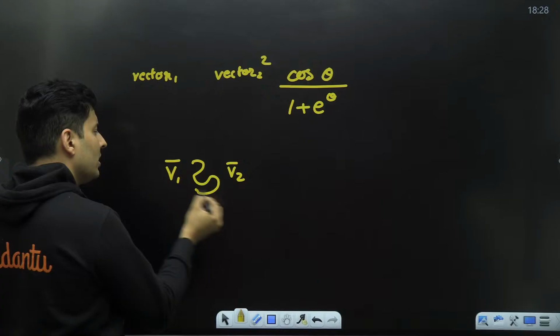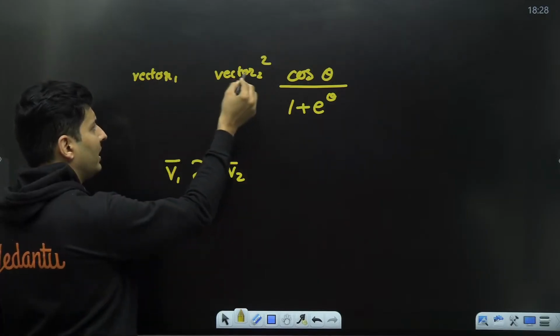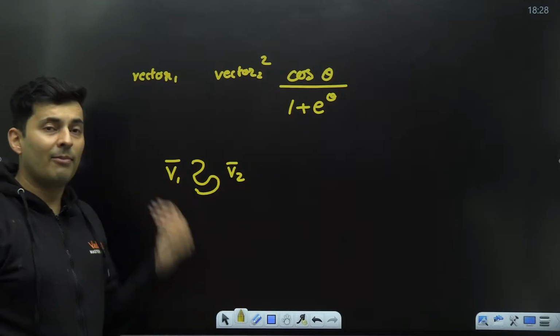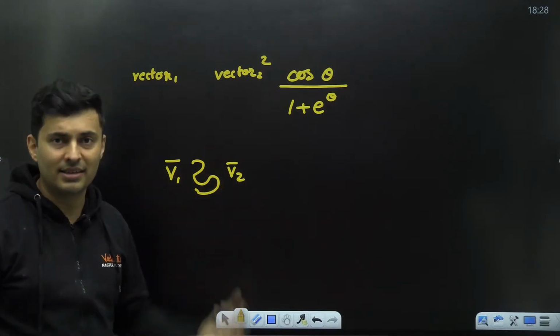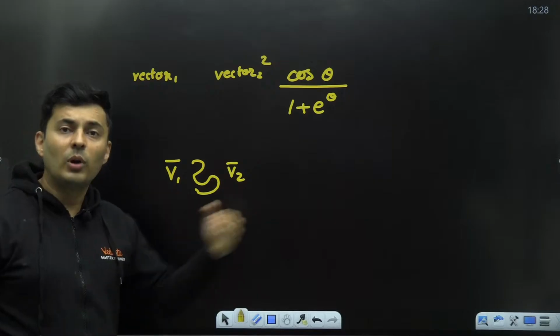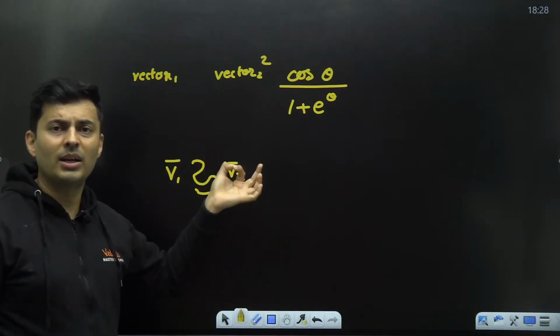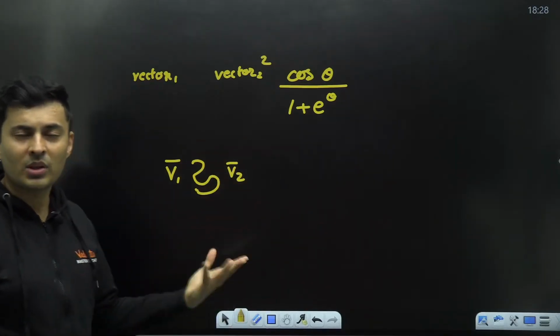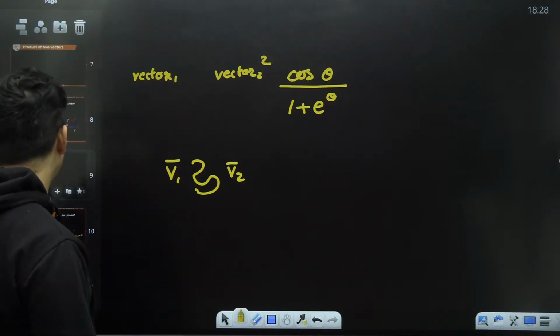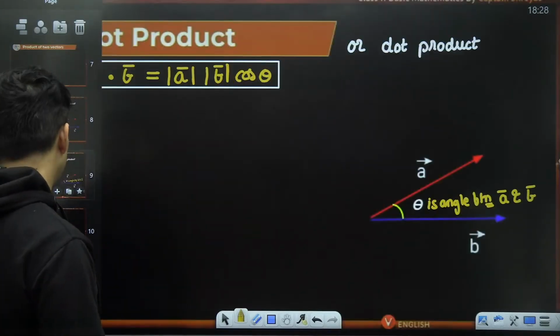Into vector 2. This symbol means you have to take the first vector, the second vector, square, cos theta upon 1 plus e raised to theta. Because it is happening many times, you symbolize it. So scientists saw many physical quantities following the trends every time, so they gave a symbol like dot and cross. That's all. That's what dot and cross product is. It's just a symbol to operate between two vectors. Just look at it like that.